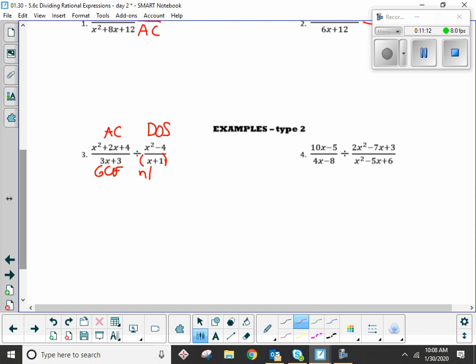Not applicable. Oh, there's a typo I need you to fix on your worksheet. Are you ready? Right here on number 3. X squared plus 2x plus 4. It should be a 4 in the middle. Right here. So that highlighted part, that should be a 4.